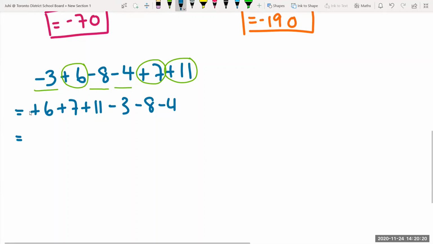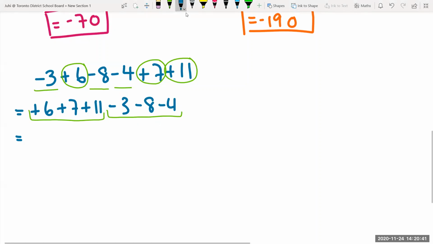Now what we're going to do is look at all of the positive numbers, and we're going to look at all of the negative numbers. Remember our rule: if you have the same sign, you can add all of the numbers together and keep the sign. So we can add 6 plus 7 plus 11.